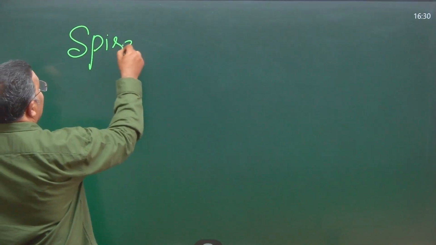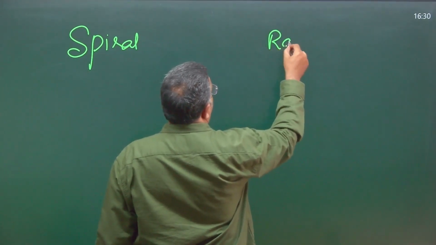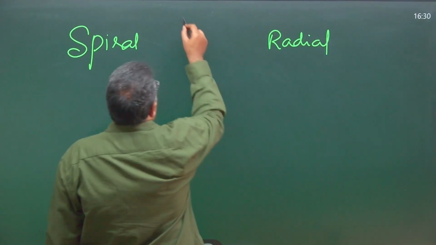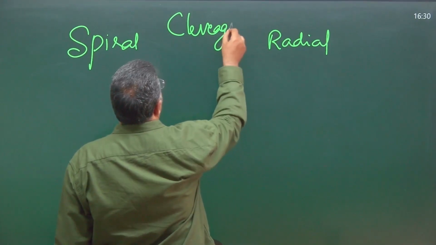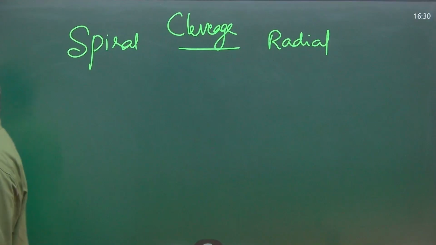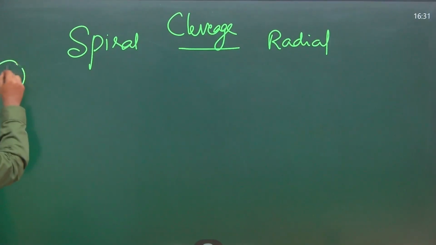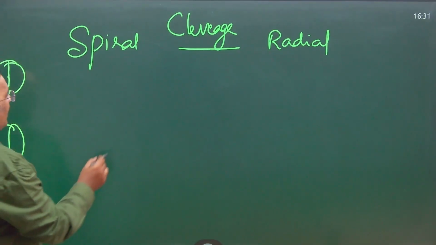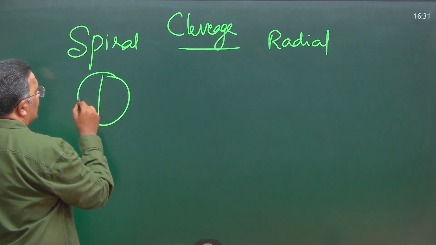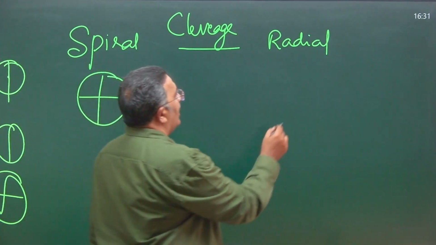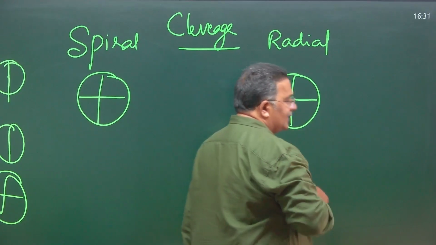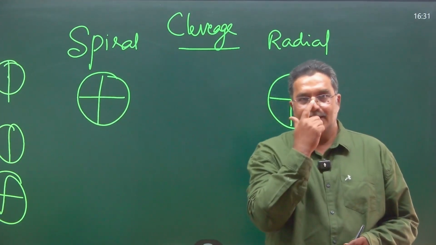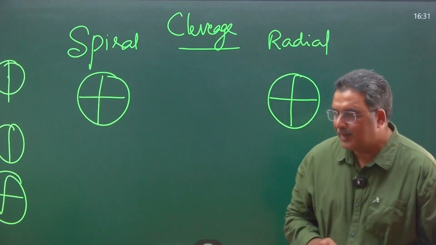Spiral cleavage and radial cleavage. What is cleavage? Cleavage is a division process. Here, when a zygote divides into two cells, the two cells divide into four cells. Our story starts from here. So a four cell stage, how does it divide? Based on that, we classified it as spiral cleavage and radial cleavage.